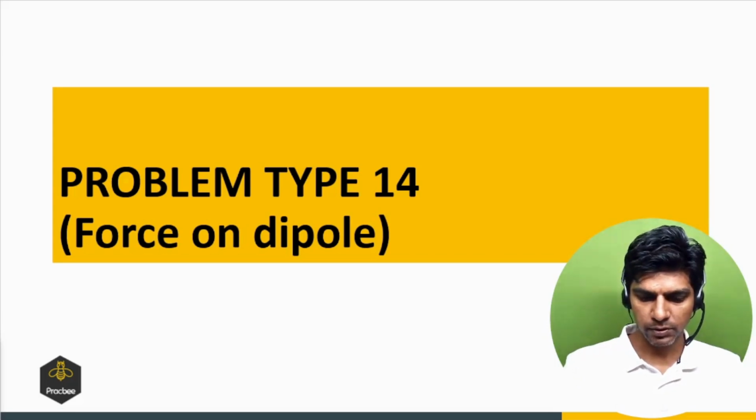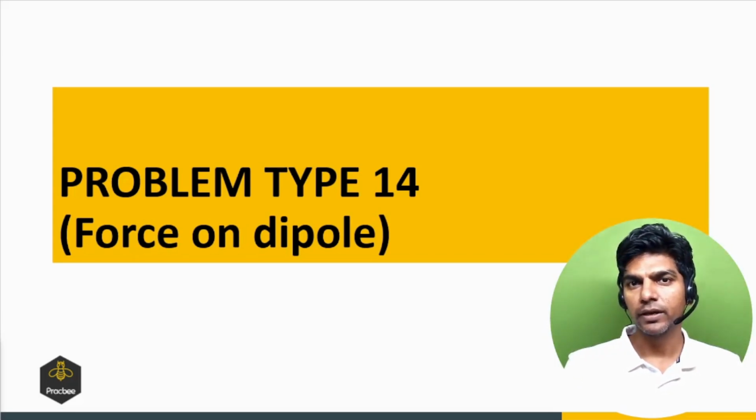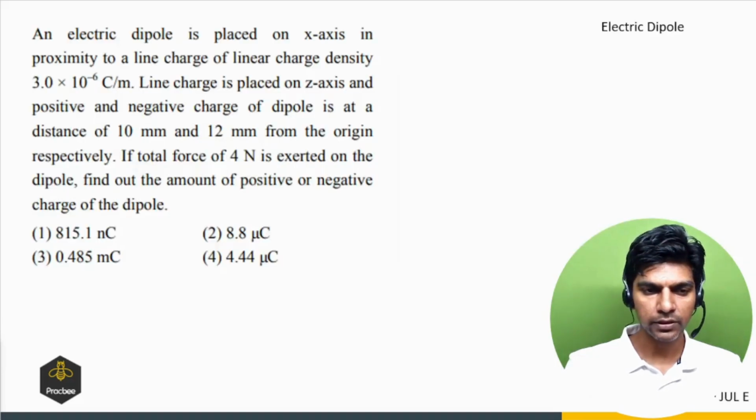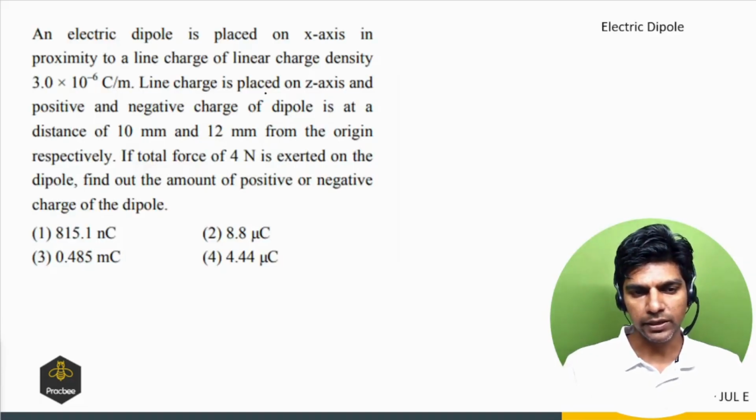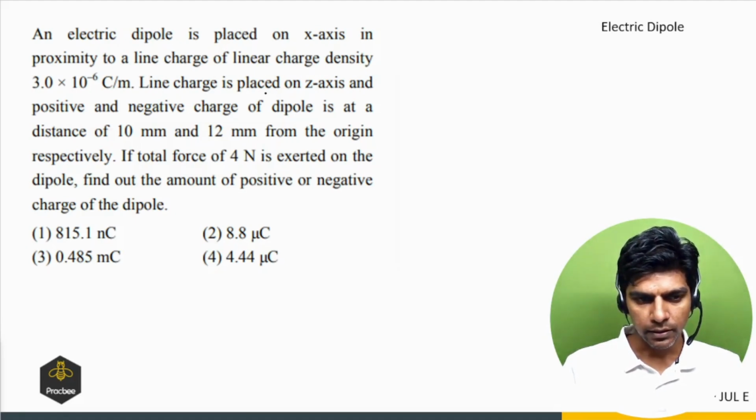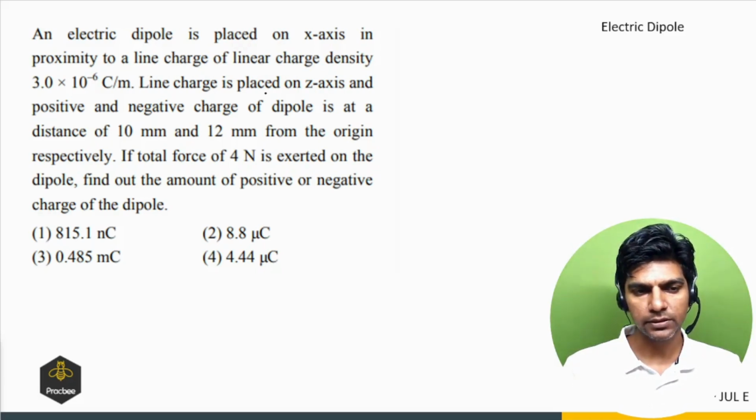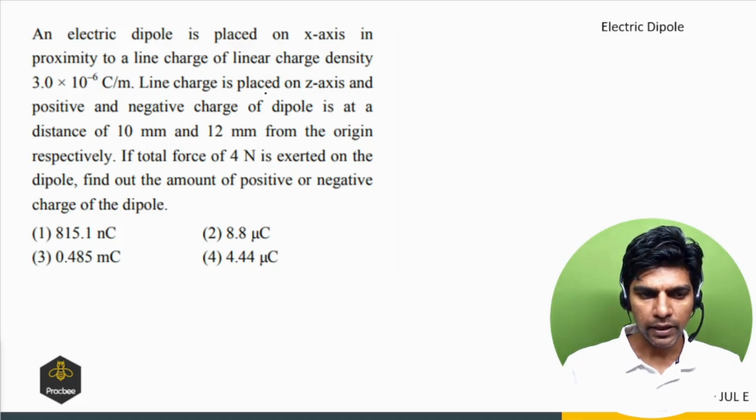Now let us see the next problem type. It is the force experienced by a dipole in an external electric field. So an electric dipole is placed on the x-axis in proximity to a line charge of linear charge density 3 into 10 raised to power minus 6 coulomb per meter. The line charge is placed on the z-axis, and the positive and negative charges of the dipole are at a distance of 10 millimeters and 12 millimeters from the origin.